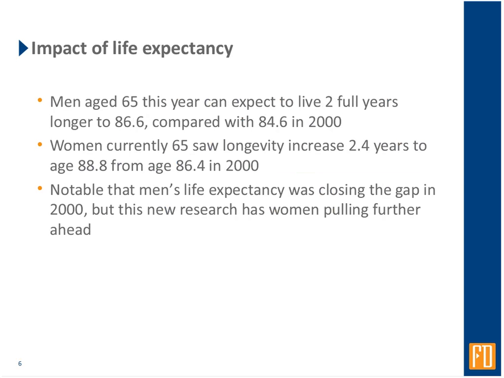So what do these new tables really mean? What we're seeing in the increase in life expectancy is that men are living 2 full years longer. Men age 65 this year, their life expectancy has increased from 84.6 up to 86.6. And women saw an increase in longevity of 2.4 years, from 86.4 to 88.8. This was a little bit notable because what we had been seeing in previous tables was that men's life expectancy was catching up to women, but the most recent research has women pulling further ahead.